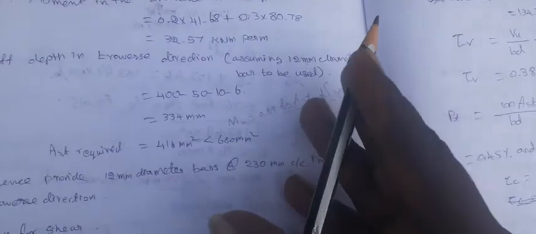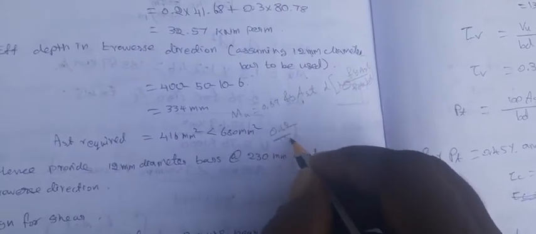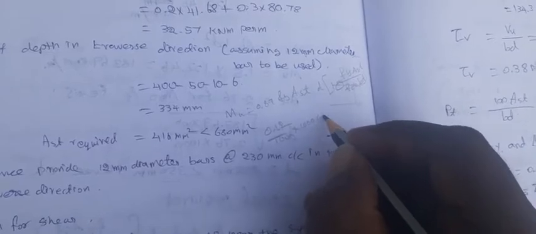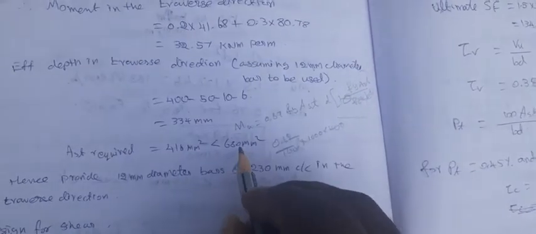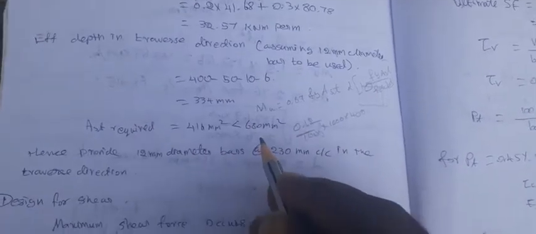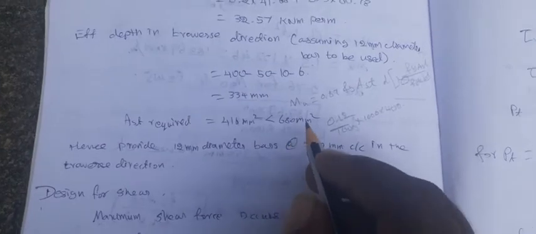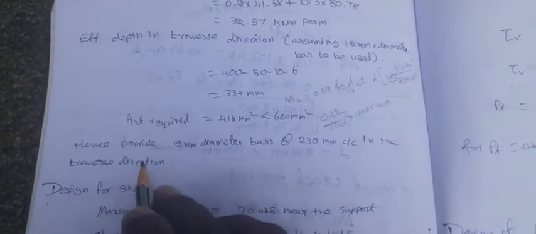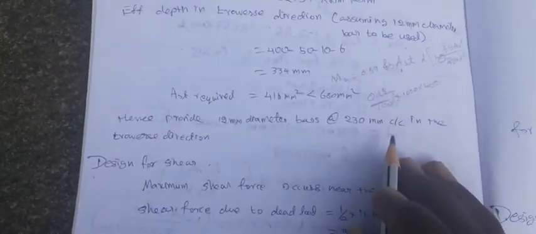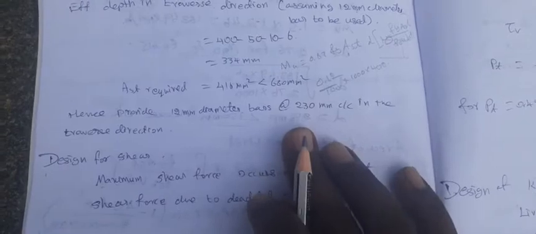That means 0.12 percent of the overall area, 0.12 by 100 into 1000 into 400, which is 480 mm square. So we provide reinforcement for 680 mm square, as this is the minimum reinforcement. Hence we are providing 12 mm diameter bars at 230 mm center to center in the transverse direction. So this is the design for the distributor.